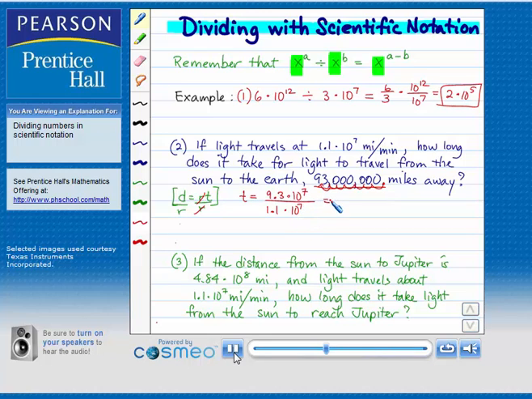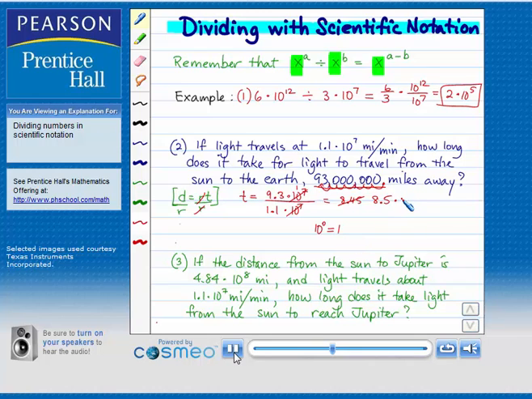Okay? So on your calculator you can do 9.3 divided by 1.1. That gives you roughly 8.4545. So let's round that to the nearest tenth. Let's round that to 8.5 times, well, notice 10 to the 7th divided by 10 to the 7th should be 1, shouldn't it? Because they're the same number. Well, when you subtract exponents, you get 10 to the 0. And 10 to the 0 is defined as equal to 1.